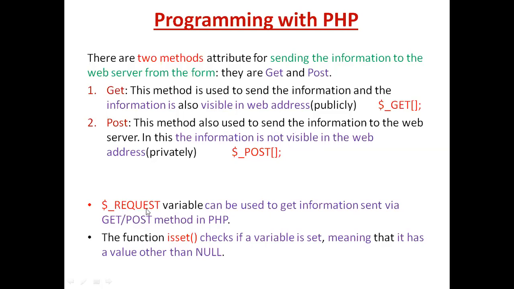So how about the request? This variable can be used to get information sent via the GET and POST methods in PHP. So when you have a form, when you fill it up, you use the request to get the information. And here is the isset function. Isset checks if a variable is set, meaning that it has a value other than null. Again, these are some of the terms that you have to know: GET, POST, the request, and isset.